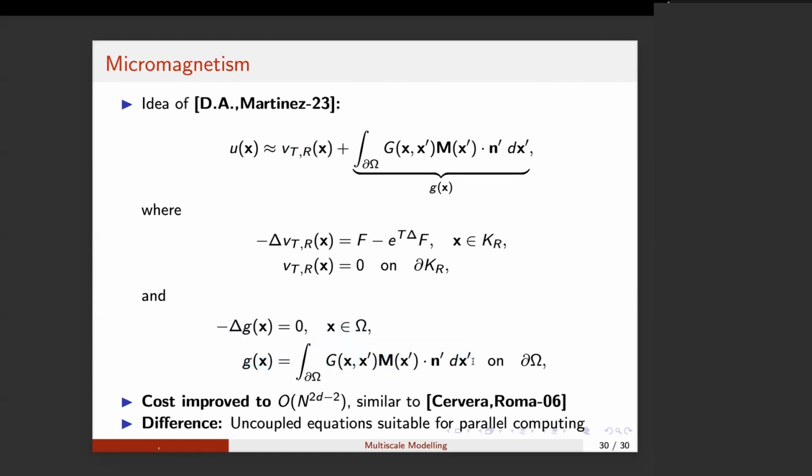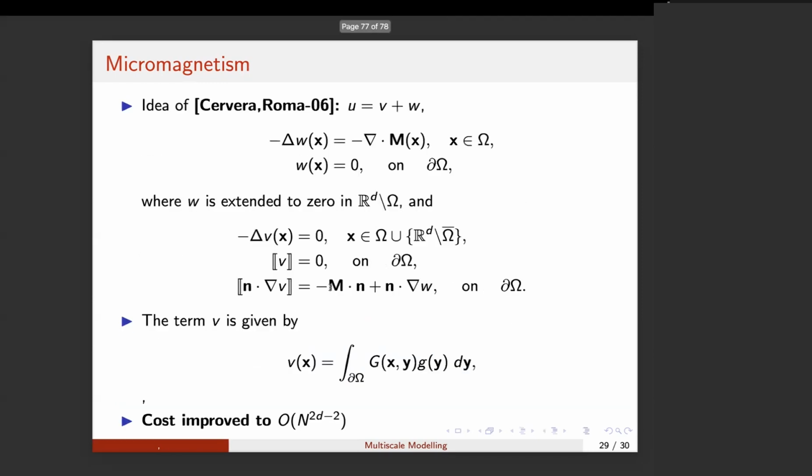Okay, and this actually gives a cost very similar to Garcia, Cabrera, and Romero from 2006. So both algorithms have the same computational cost, but the advantage of the method that we propose is that now the equations for V and for G are totally uncoupled from each other, and this is much more suitable for parallel computing. If you compare this to here, we see that the value here is used in the second equation. So this algorithm is not good for parallelization. We cannot parallelize it, right?